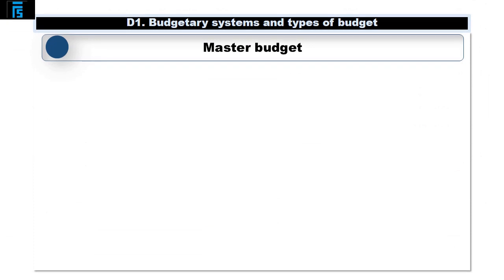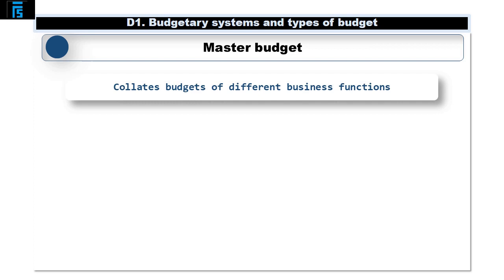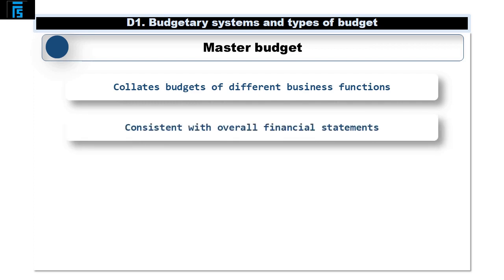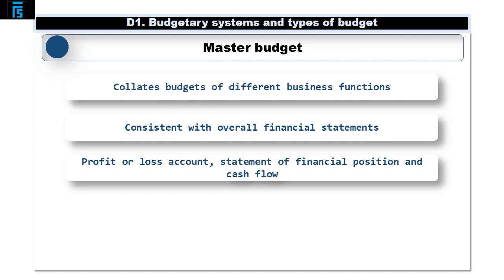Master budget. The master budget brings together the individual budgets for the organization's business functions into a format consistent with the overall financial statements. So, there could be a master budget prepared for the profit or loss account, statement of financial position, and statement of cash flow.